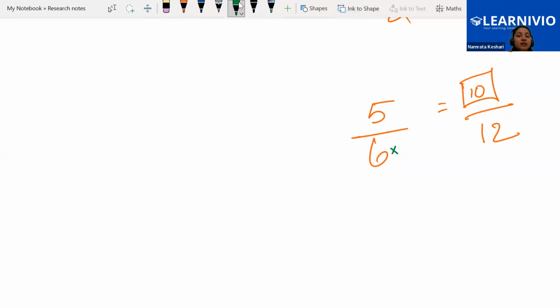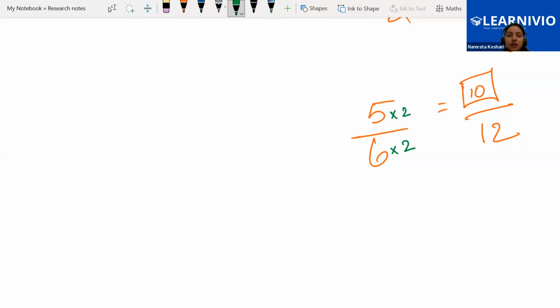If 6 is multiplied by 2, then we are bound to multiply the same number in the numerator also. If we have a fraction and you multiply a number in the numerator, then you are bound to multiply the same number in the denominator. So these are the things which are allowed in mathematics.